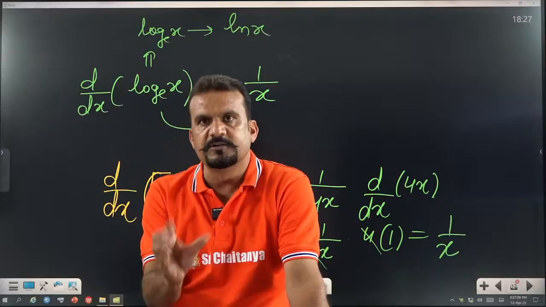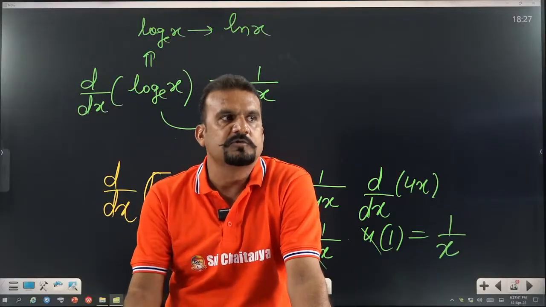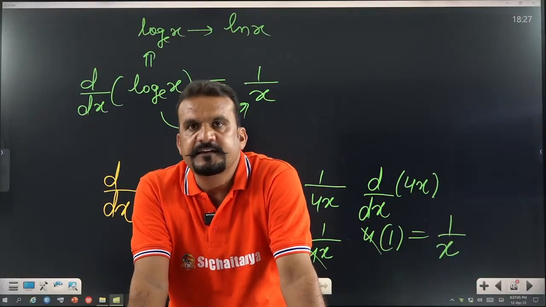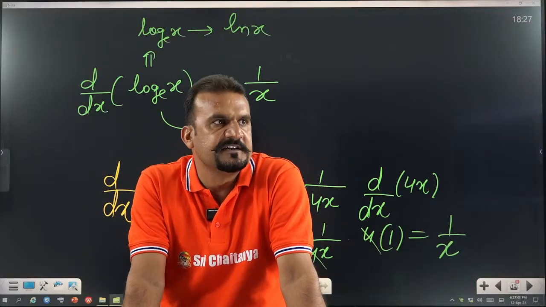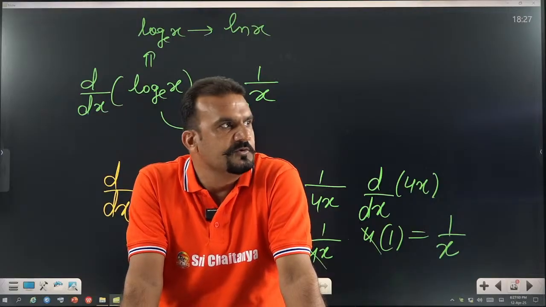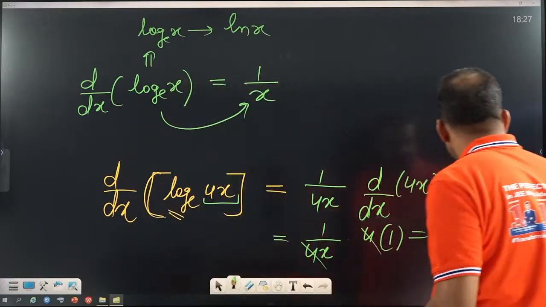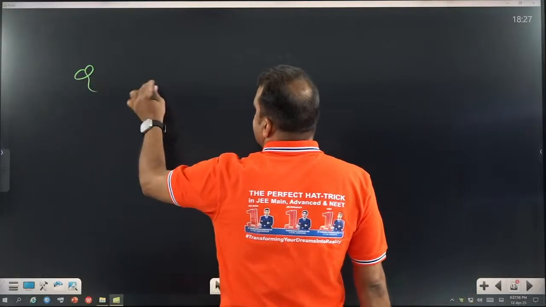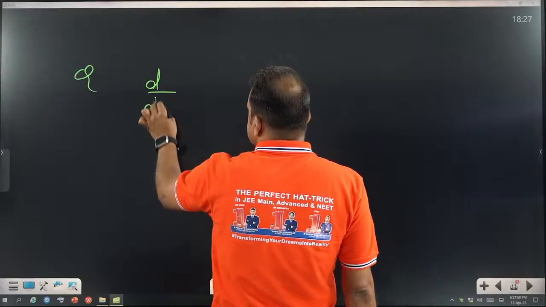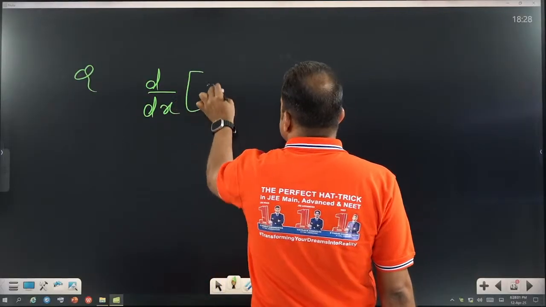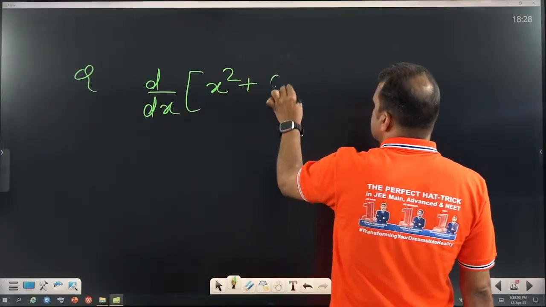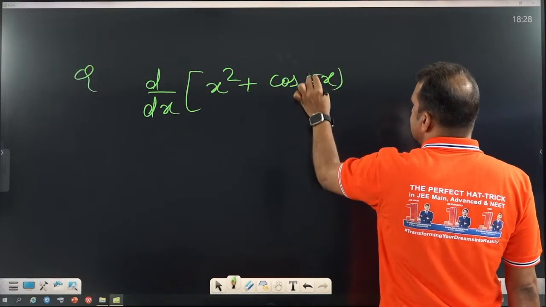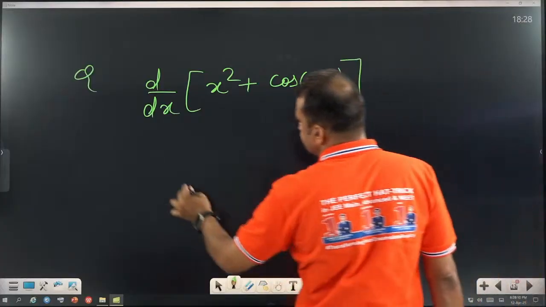So just to remember those formulas, we will practice most of the questions on what? That is trigonometric functions as well as x to the power n function. So let us perform some questions on this concept. Let us assume one question is given like that: d over dx of x square plus cos 5x. If this is given, what is the differentiation?